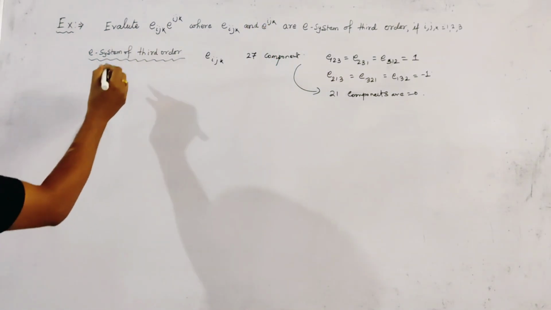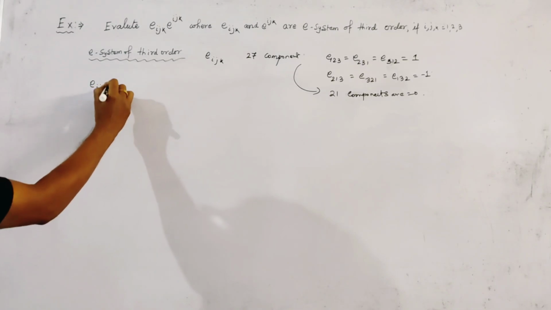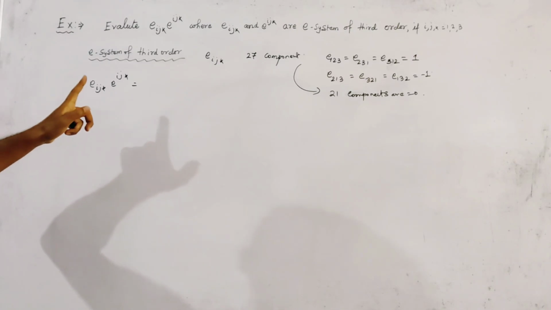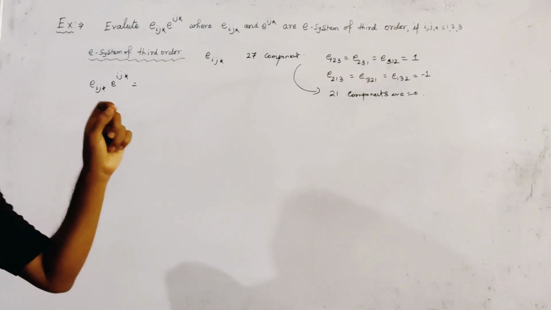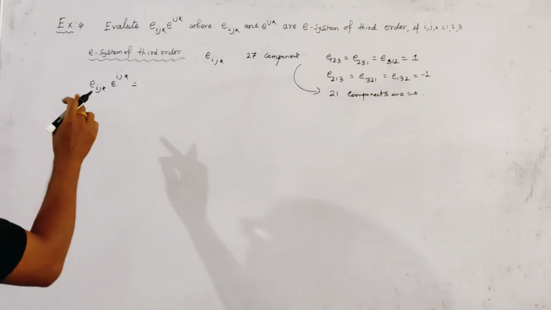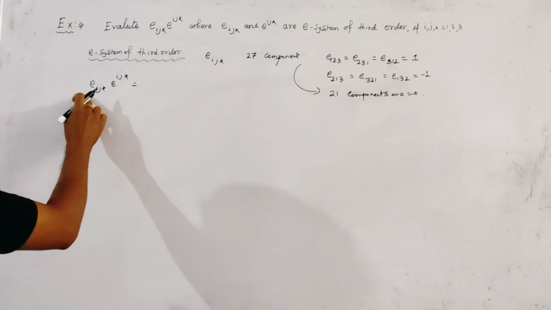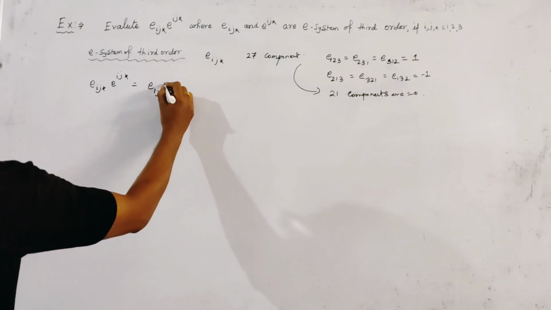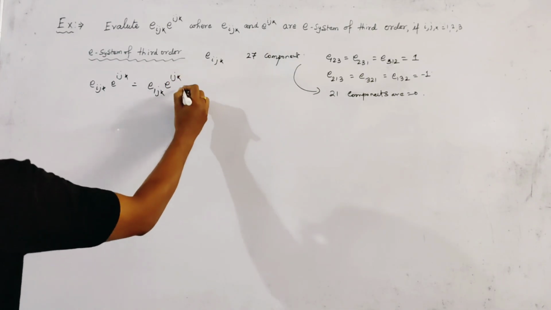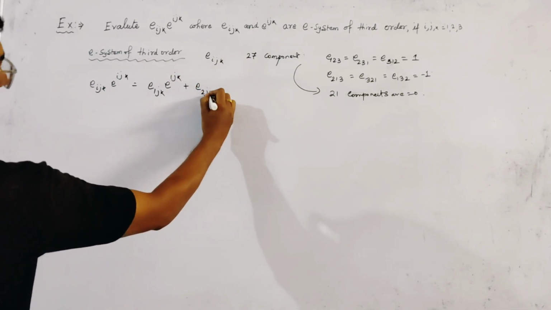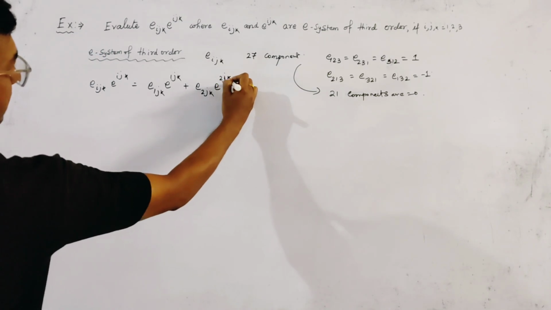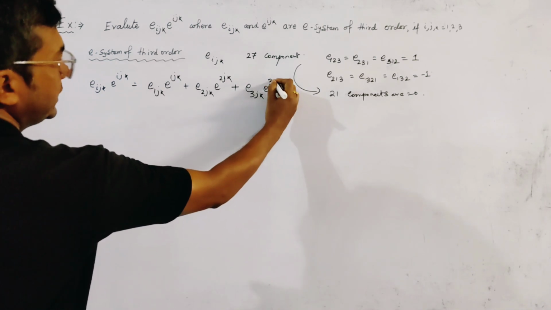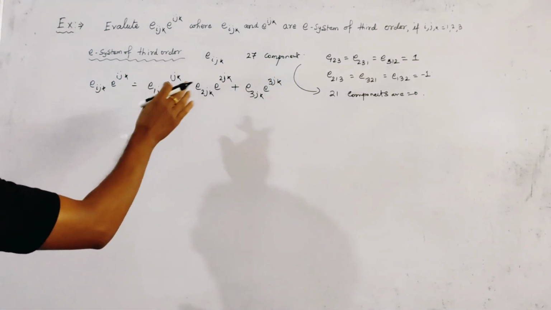Now we write our expression. This is E_ijk into E^ijk. It is clear that i, j and k are all in the summation convention. So we write first the summation over i, and this is given by E_1jk E^1jk plus E_2jk into E^2jk plus E_3jk into E^3jk, because i is in the summation convention.